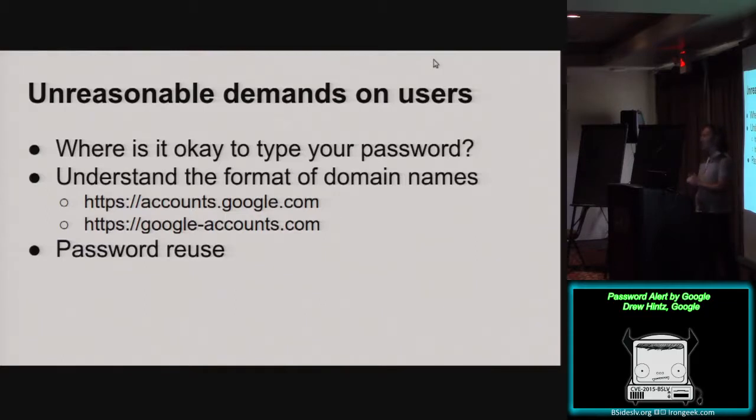Similarly, we're expecting users in webmail and web-based authentication to understand the format of domain names, which is kind of complicated. The top one, to us, is pretty obvious, that's the right one. And the second one is pretty obvious, it's the wrong one. But it's just subtle things that make it different, with dots instead of dashes, and the order of words and things like that. It's a really unreasonable demand that users understand how a domain name is formatted, and make that correct decision every single time.